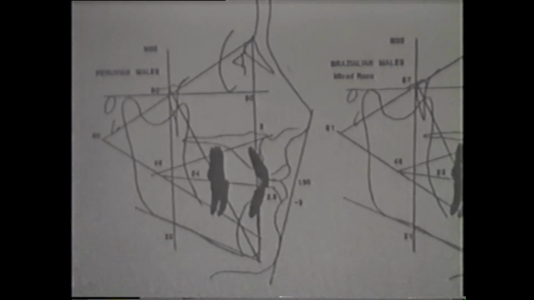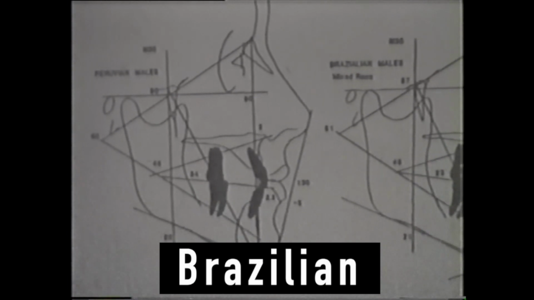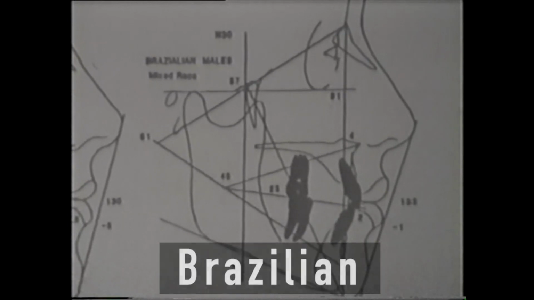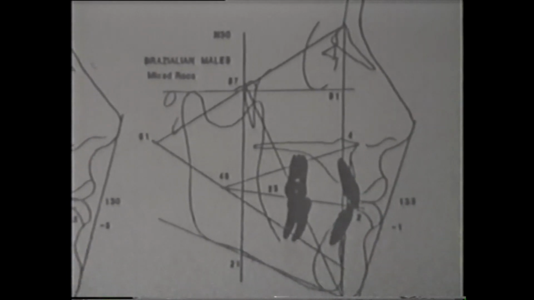At the same time this sample was put together, we had 30 male subjects from Brazil, all of whom had all 32 teeth. Brazilians, of course, are a mixture. There's Indians and blacks and Portuguese and Caucasians. If you go to the Brazil, if you go to Rio de Janeiro, you got all the colors of skin in the world.